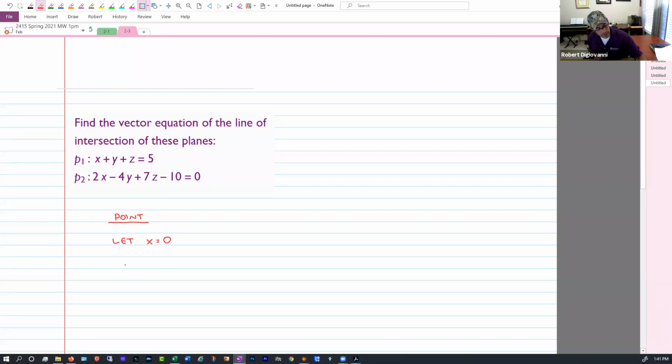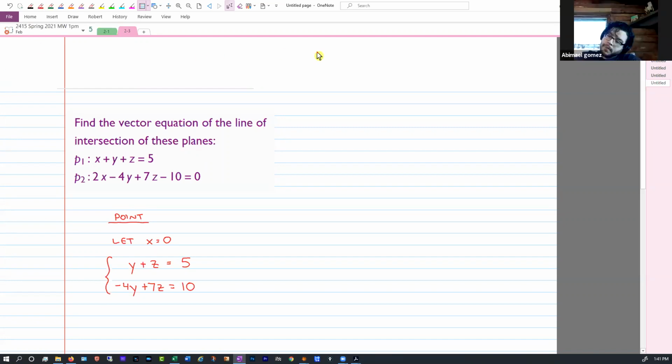Okay, if we do that, let's look at the first equation. It becomes Y plus Z equals 5. And the second equation, if we let X be 0, becomes negative 4Y plus 7Z, let's move that negative 10 to the other side, equals 10, like that. Okay, so now we have a system of equations, but it's only 2 equations and 2 unknowns now, so we should be able to solve it.